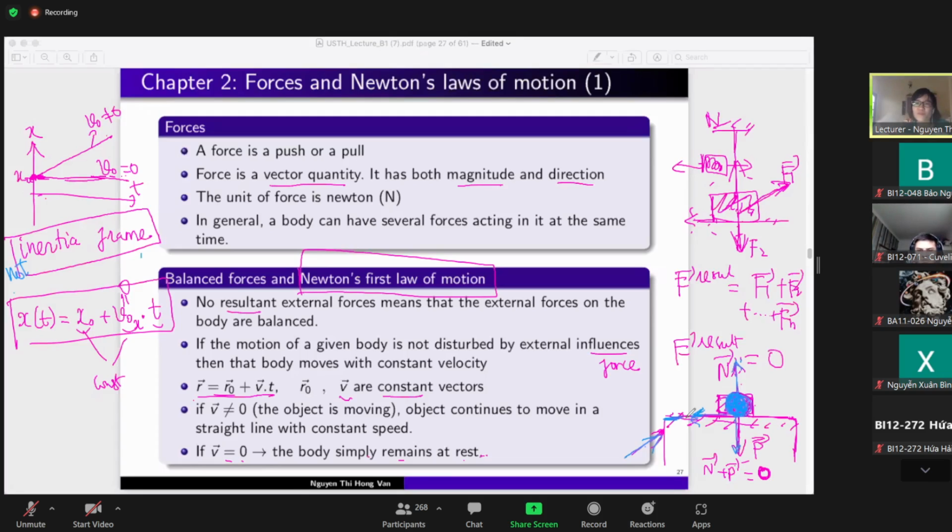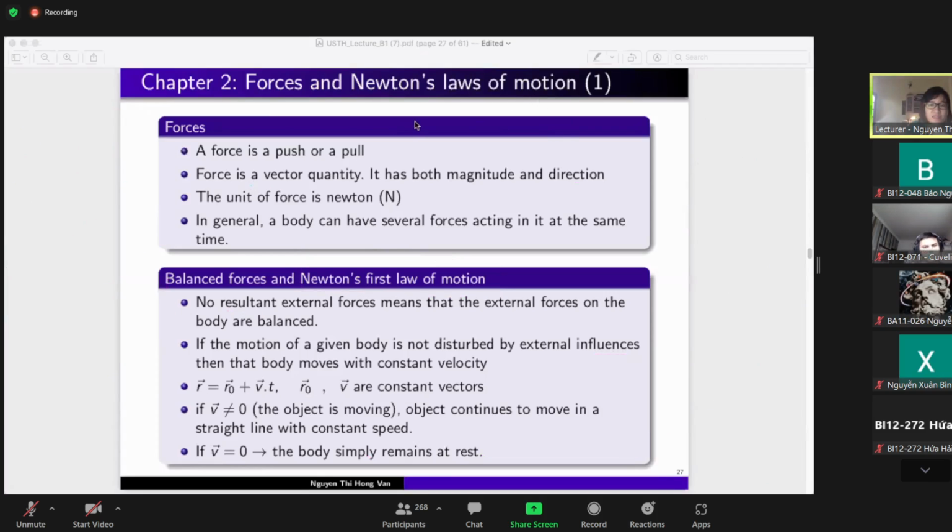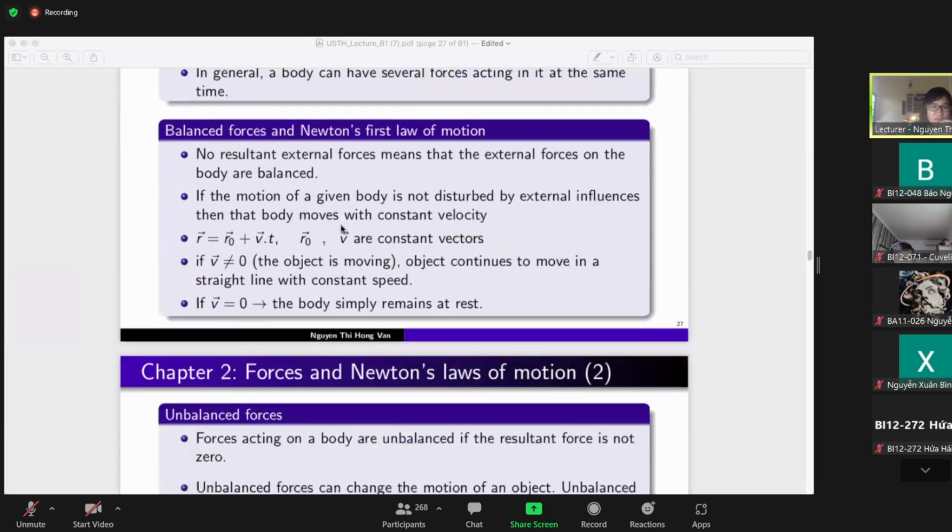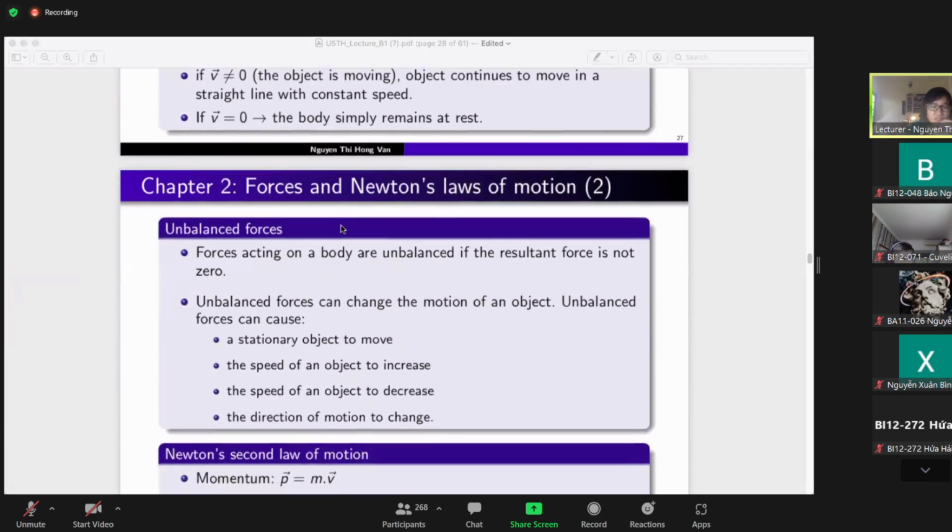Tell me, who can ask me a question? Do you agree with me or do you want to ask me a question? No questions. Okay, thank you. So it's clear, then we move to the next part. We finish the first law of Newton, so we move to the second slide.